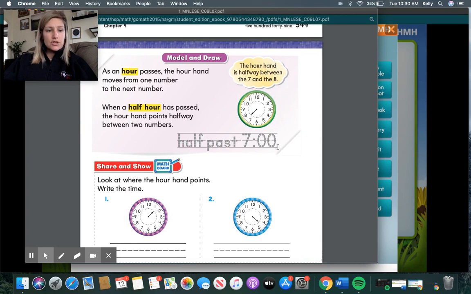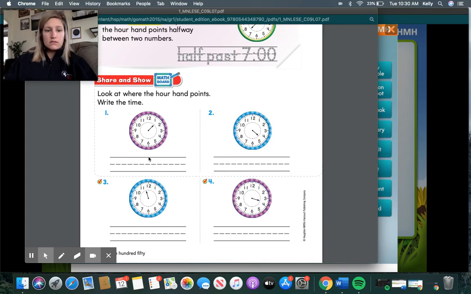So at the top it just says, as an hour passes, the hour hand moves from one number to the next number. And it moves just like we count. When a half hour has passed, the hour hand points halfway between two numbers. So if you look at this clock, the hour hand is halfway between the 7 and the 8, so we would say it's 7:30.